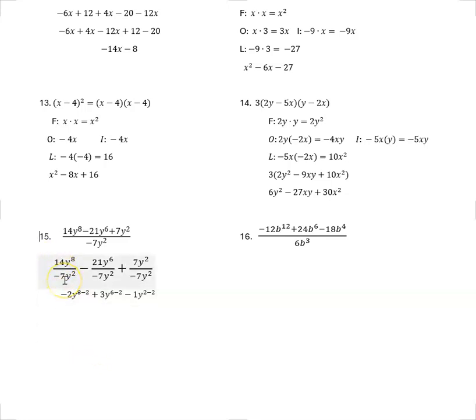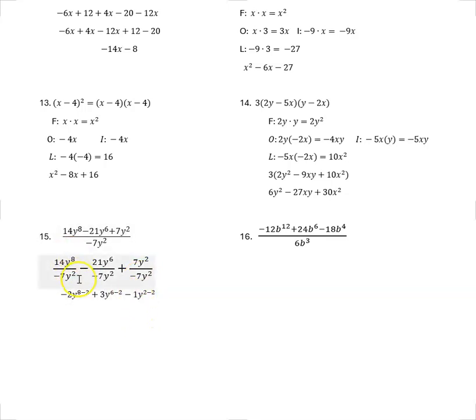14 over 7 is 2, you know that. And that one positive, one negative makes that -2. 21 divided by 7 is 3. That's just working regular old fractions or division, however you want to think about it. But notice I have a negative here and a negative there. That's how I got a positive in that case. And then 7 divided by -7 is -1.